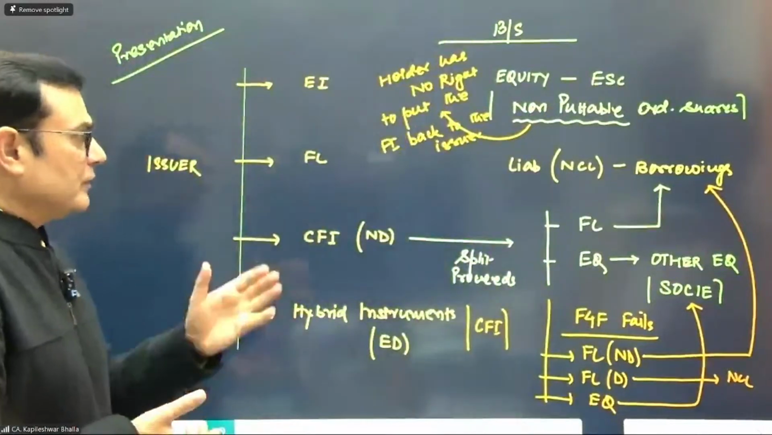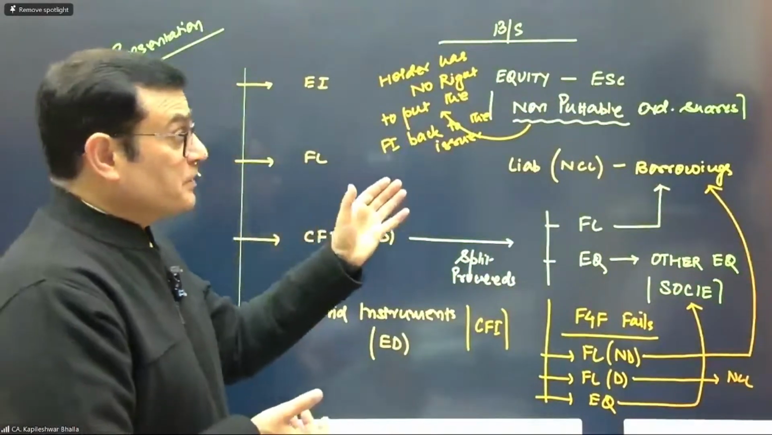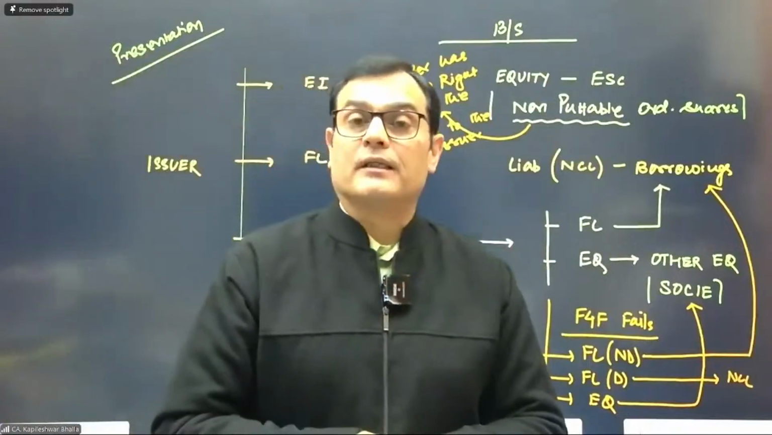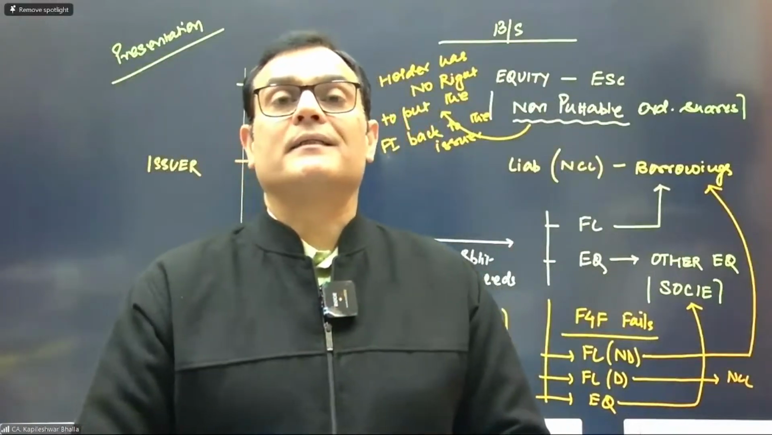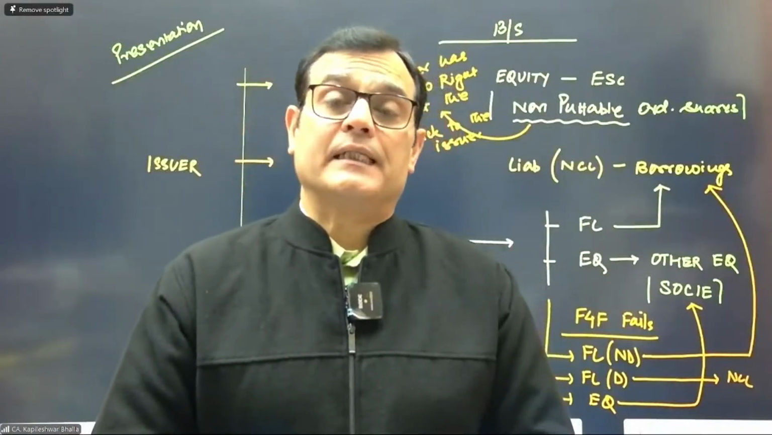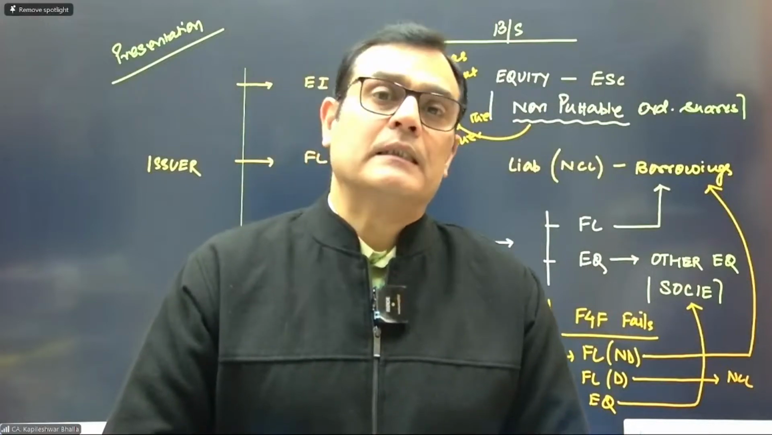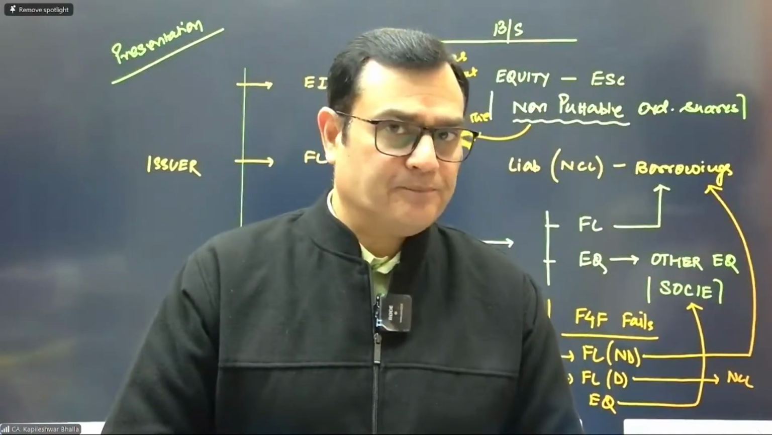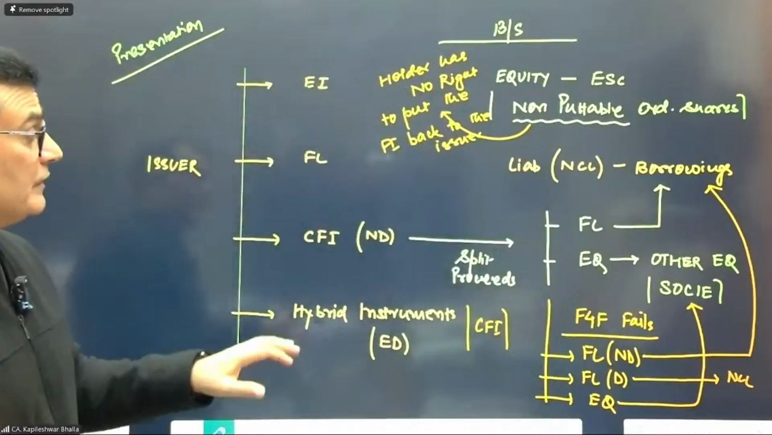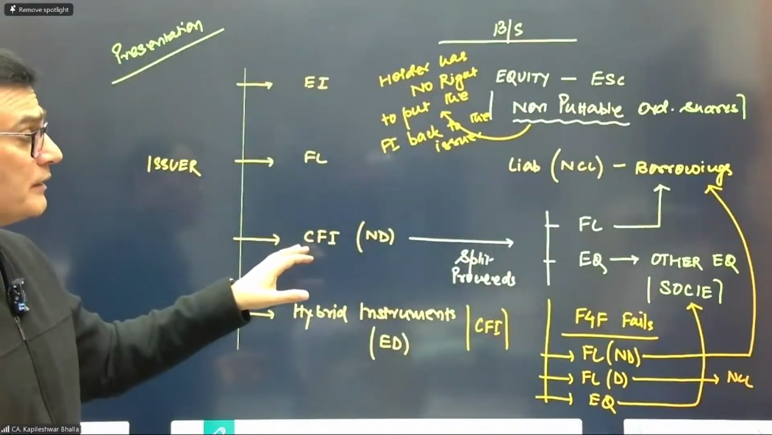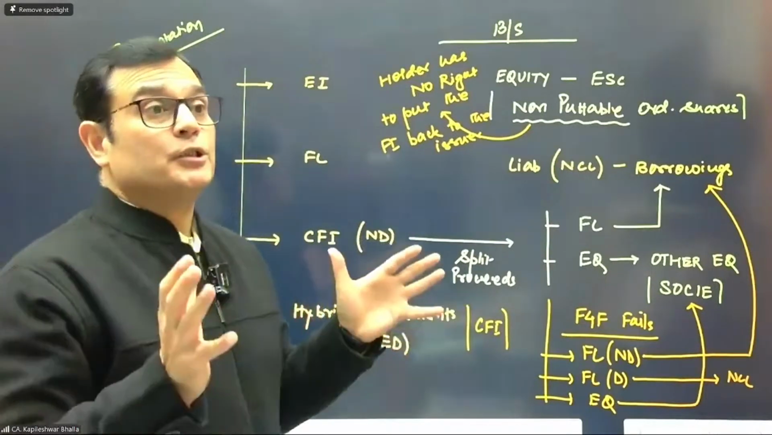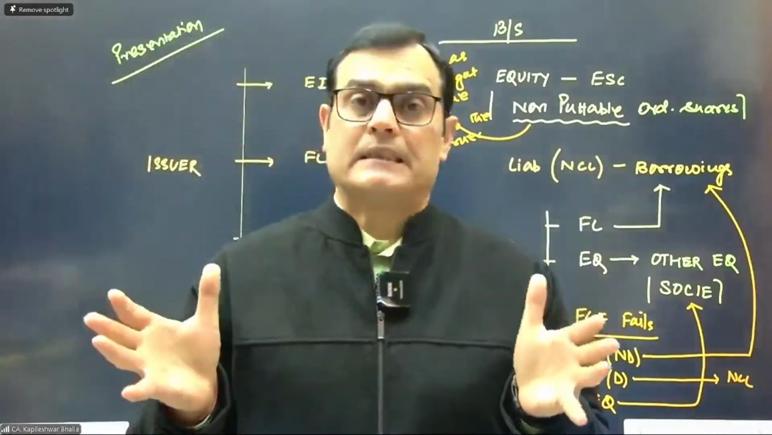The second, a financial liability, is going to be presented in the balance sheet as a non-current liability under the head borrowings. A specific heading, financial liabilities, is also given under non-current liabilities. The third category of instrument is a compound financial instrument, where we said you have to split the proceeds.